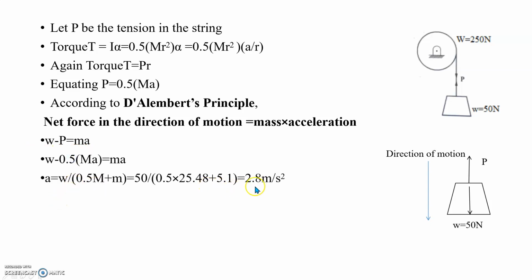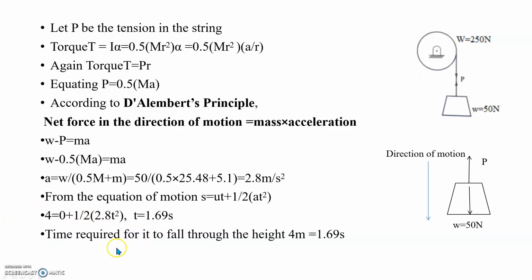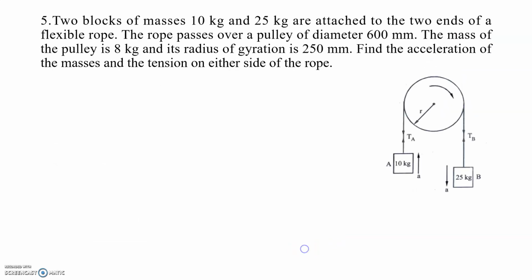We will be getting acceleration as 2.8 meter per second square. From the equation of motion s equal to ut plus half at square, substituting the values, time equal to 1.69. So this is the time required for this weight to fall through the height 4 meter, that is 1.69 seconds. Now let's do the last problem.